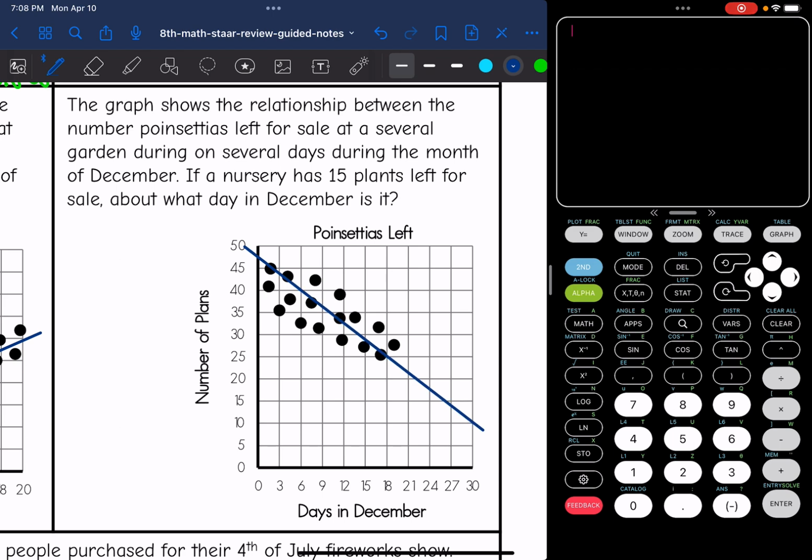And it says if a nursery has 15 plants left. So that would be right here on the y-axis, about what day is it in December. So then I'm going to look at the days on the x-axis for December. And it is right below 27 for me, so I would say about December 26th.